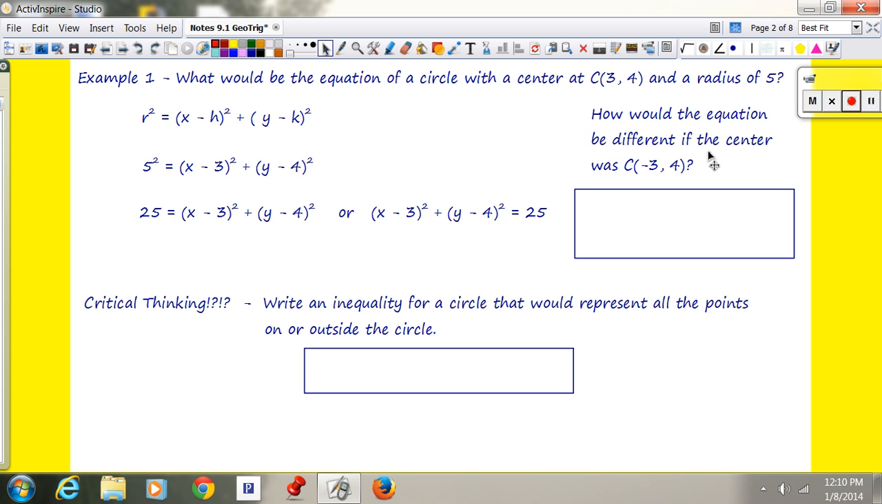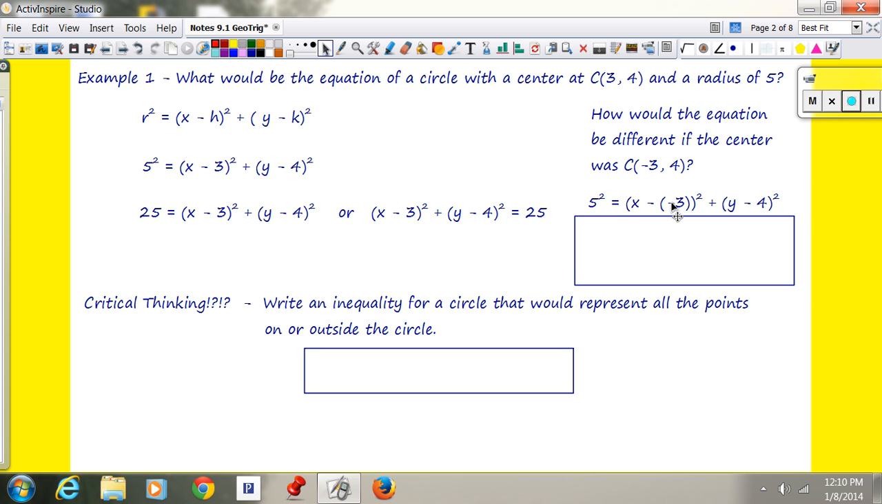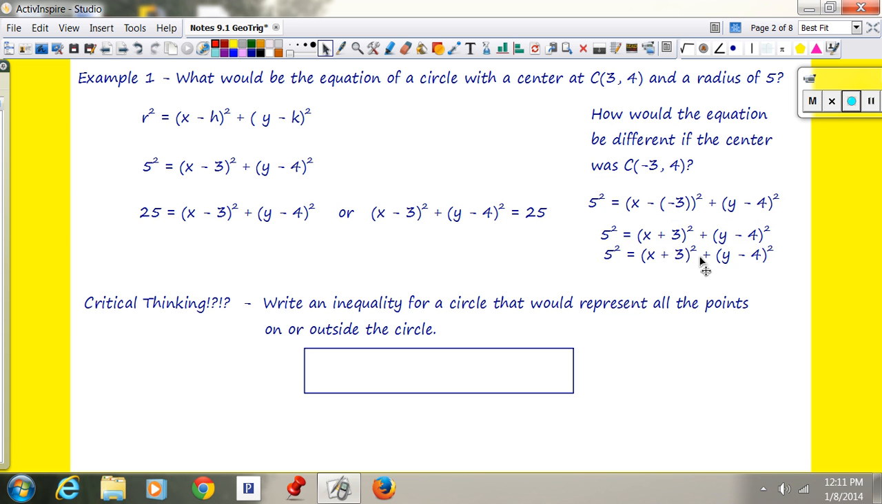Now, how would the equation be different if the center was not positive 3, 4, but negative 3, 4? And again, pause it if you need to catch up on anything, and then start it up again. Well, if you plug in a negative 3 here, it would be x minus the negative 3. Instead of x minus 3, because the h was 3, it's going to be x minus the negative 3, which is actually going to change that to x plus 3. And then y minus 4 is going to stay the same. And again, you could also, underneath that, put 25 equals this. That would be the same thing.